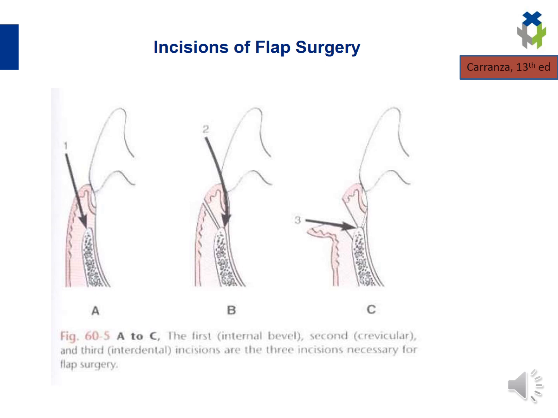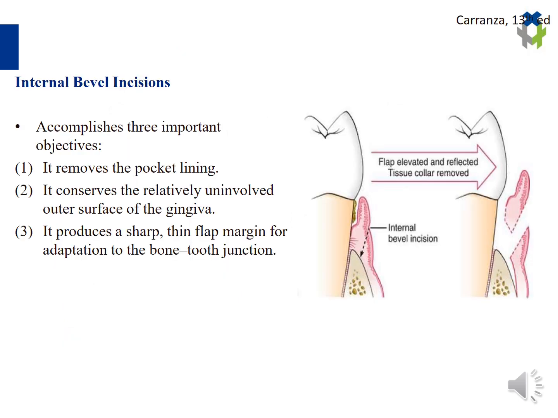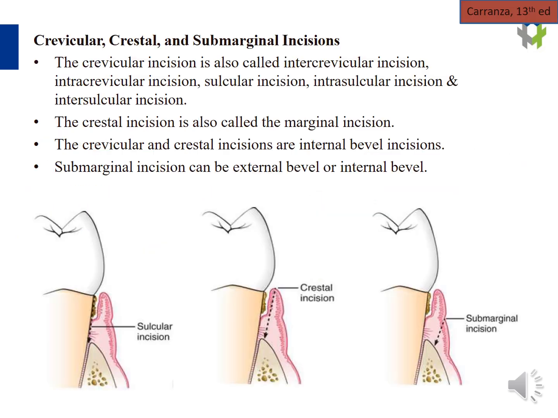You can see the first is the internal bevel, pointing towards the alveolar bone. Second is the crevicular, that is also pointing towards the alveolar bone, but it's inside the crevice. Followed by the third, the interdental incision. Internal bevel incision is used to reflect the flap, elevate it and remove tissue collar. It removes the pocket lining also. It gives a sharp thin flap margin for adaptation. Crevicular incision is called intracrevicular, intrasulcular, sulcular, whatever the name.